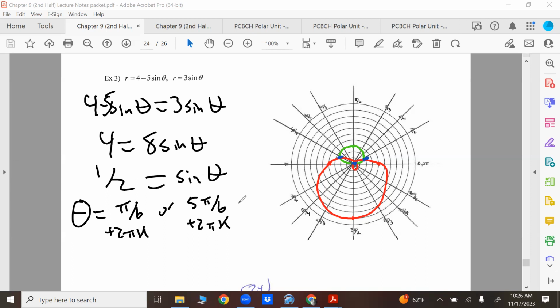So if you get the R values here, one sec. Yeah, so you should get 3 halves, comma, pi over 6. My bad, 3 halves. And also you should get, if you put in 5 pi over 6, also 3 halves.